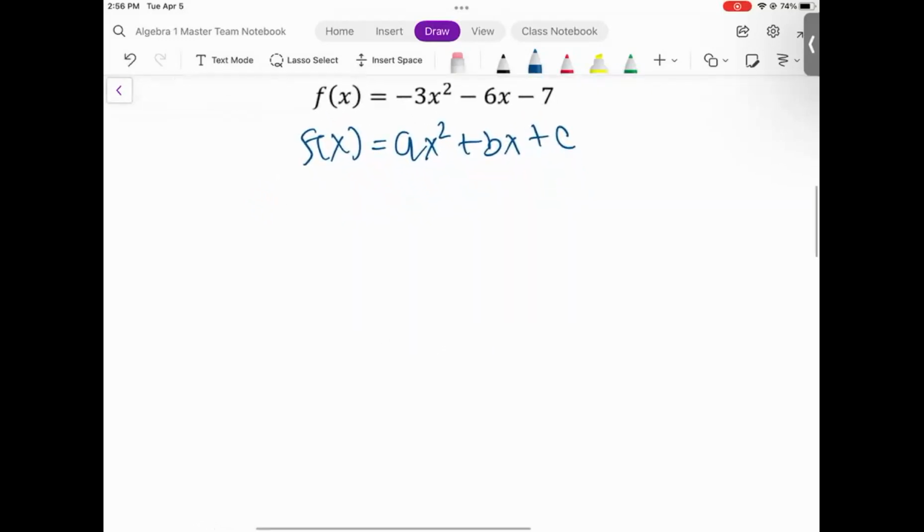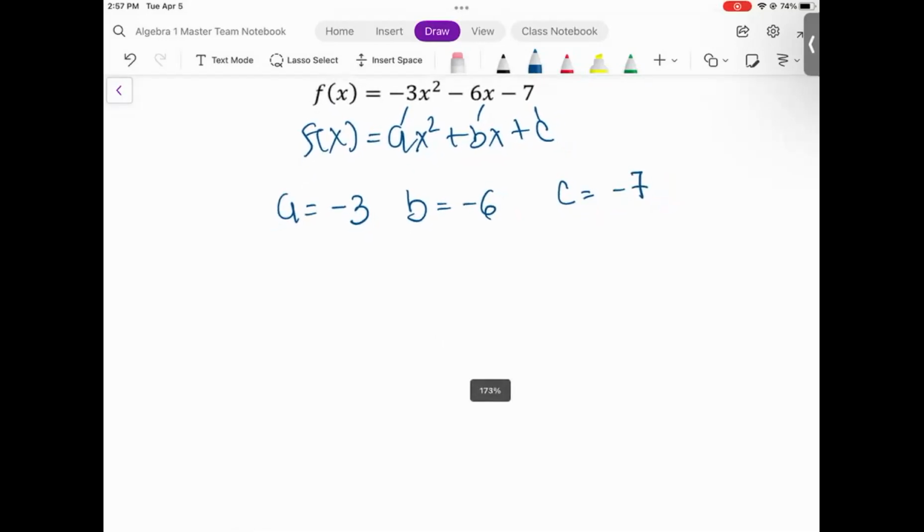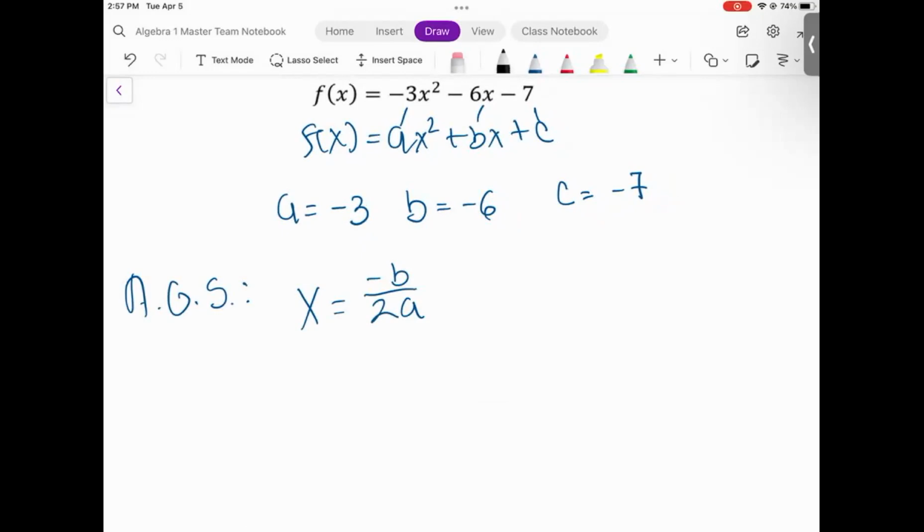So we're going to have to find it algebraically. The first thing we want to do is identify our a, our b, and our c value, which in this case would be -3, -6, and -7. Now, to be able to find the vertex, we first need to find the axis of symmetry. And we can do that by using the formula x is equal to -b over 2a. Now, remember, go ahead and put parentheses around the b and around the a, and let's go ahead and rewrite the whole formula again.